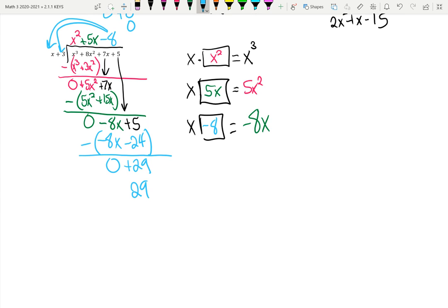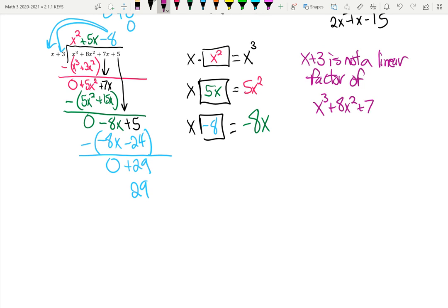Okay, just to review, x plus 3 is not a linear factor of x to the third plus 8x squared plus 7x plus 5. This is using the remainder theorem. However, the instructions wanted us to write it as the product.